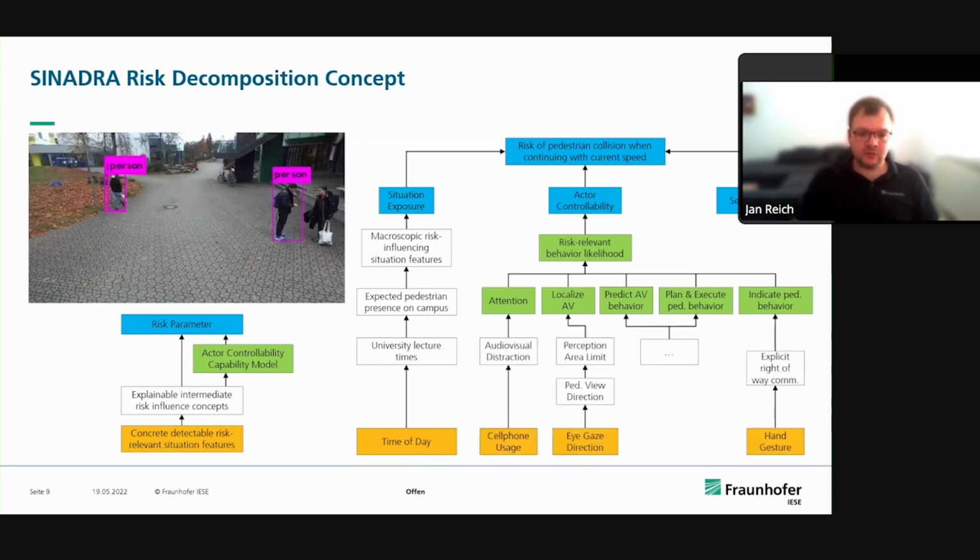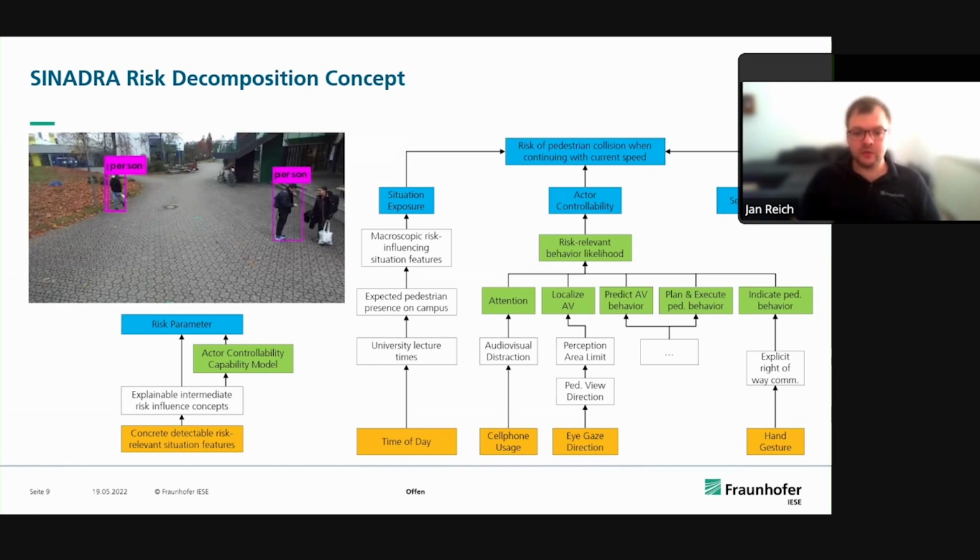So if we decompose this further, then what we are looking for is impairments of these capabilities. The attention capability, the first one, is impaired, for instance, if we have audiovisual distraction. So cell phone usage is an indicator variable that can indicate whether this distraction is likely or not. And the consequence is, if we find that the attention is impaired to a high degree, then what we conclude with respect to the controllability is that the localization will most likely not happen due to the attention, and that all further steps in the cognitive behavior chain will also most likely fail, indicating low controllability. And the same holds true for the decomposition of the other capabilities shown in green here.